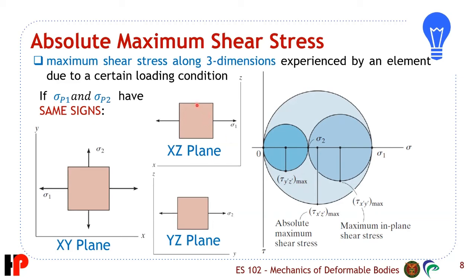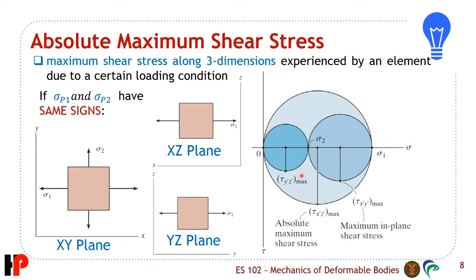Lastly, for the xz plane, what we see is sigma 1 and 0. So therefore, you have this Mohr circle, the big one, which corresponds to the Mohr circle for the stresses in the xz plane, this big one. So again, it has its own maximum shear stress in plane. Let's call that tau xz prime max.